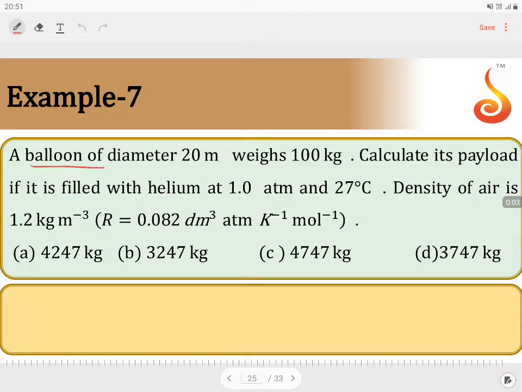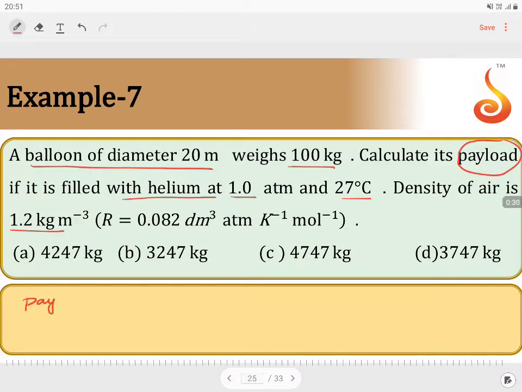A balloon of diameter 20 meter weighs 100 kg. Calculate its payload. This is a very important concept. Payload if it is filled with helium at 1 atmosphere and 27 degrees centigrade. Density of air is given as 1.2 kg per meter cube. R value 0.082 decimeter cube atmosphere Kelvin inverse mole inverse. Now here, what is the payload?